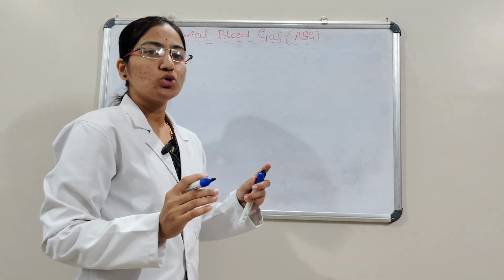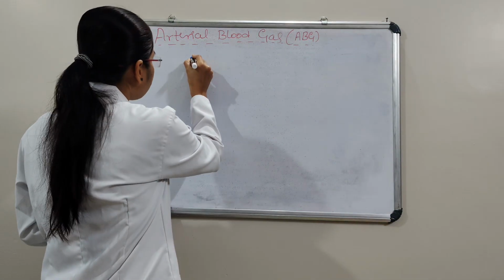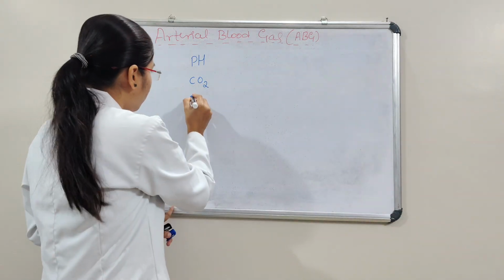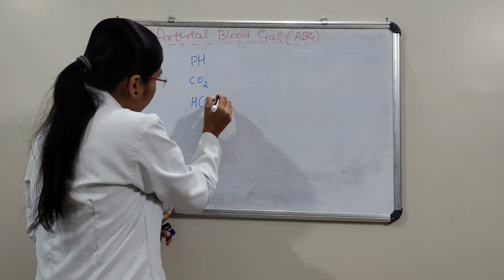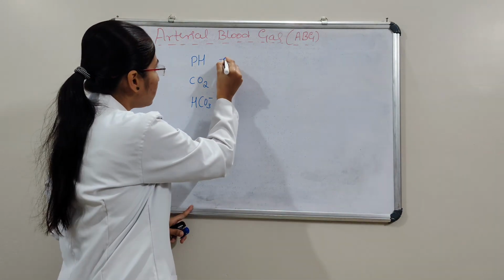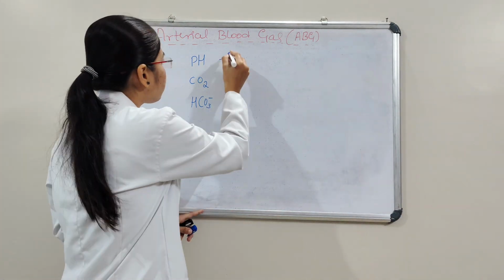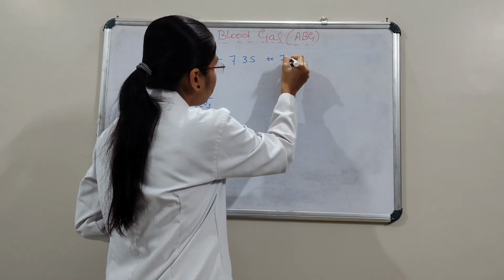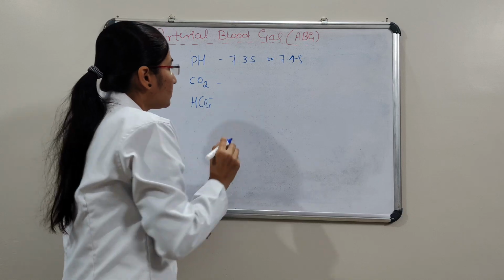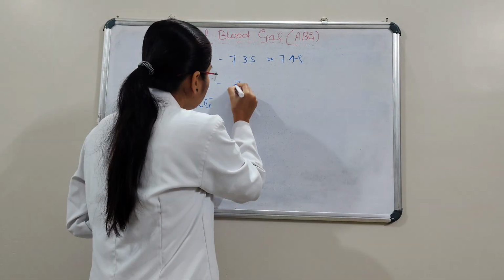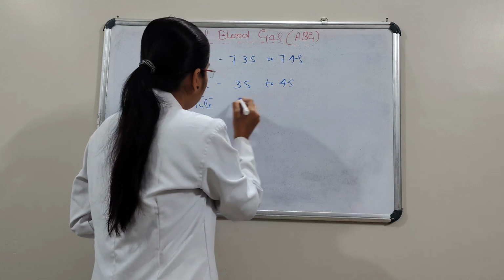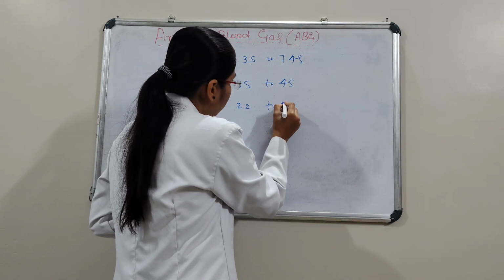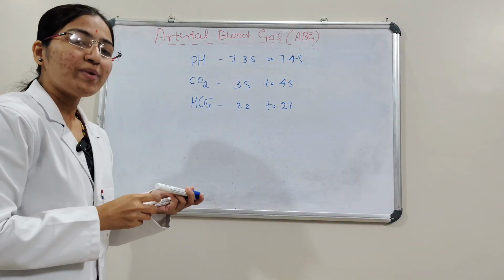Here we always need to see three things: pH, CO2 and bicarbonate. The normal range of pH is 7.35 to 7.45, CO2 is 35 to 45, and bicarbonate is 22 to 27. This is the normal range.